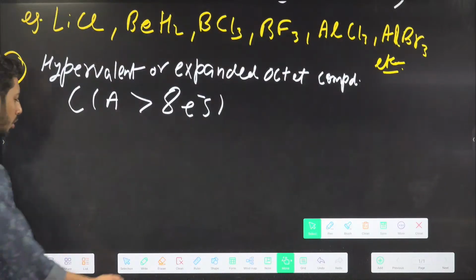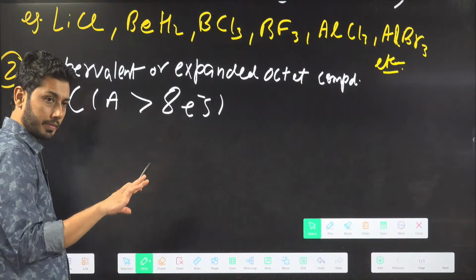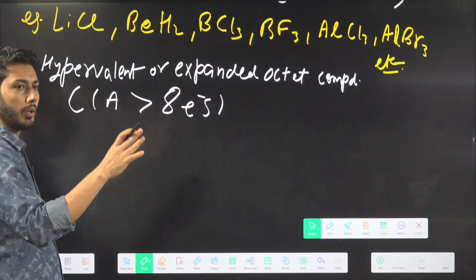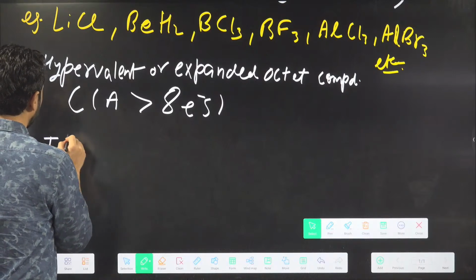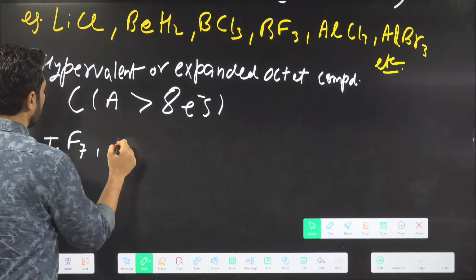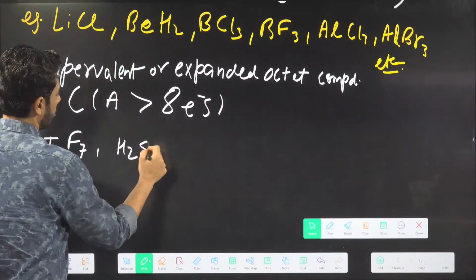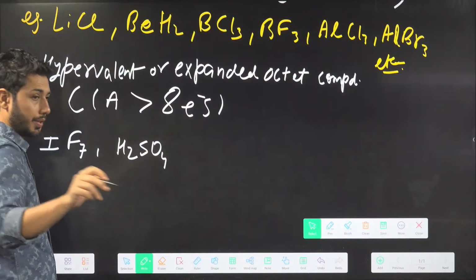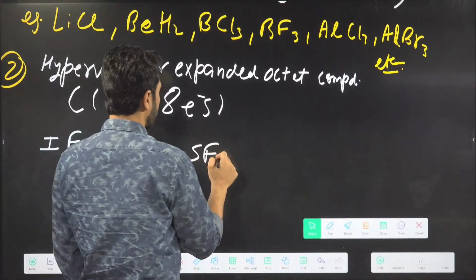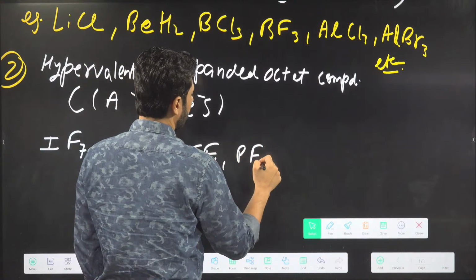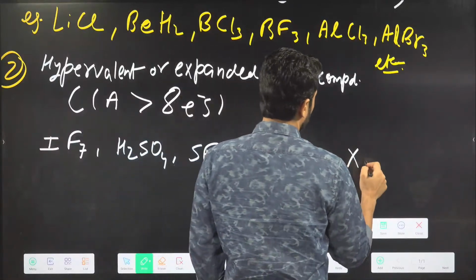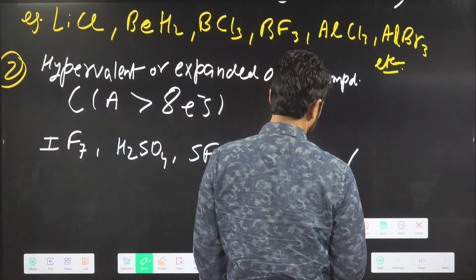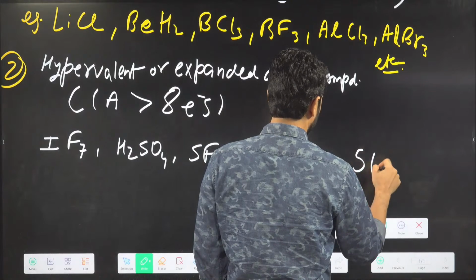Which example most commonly? You can add more examples from the NCERT or the module, it's up to you. Which example do we most commonly take? IF7. Or we can say H2SO4, an example clearly given on this page. Or SF6, PF5, PCl5. Or SO3, etc.